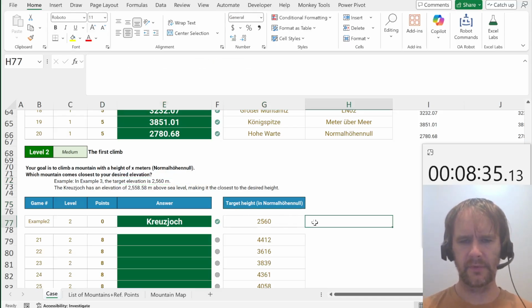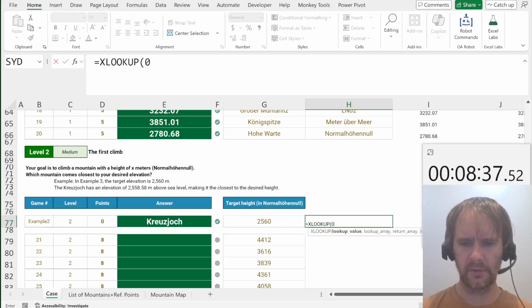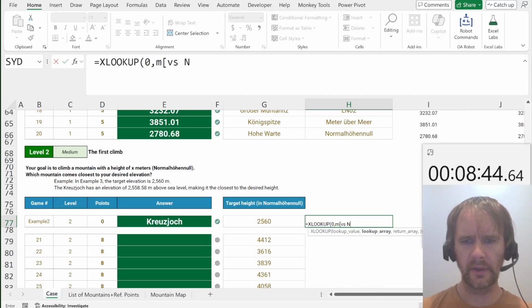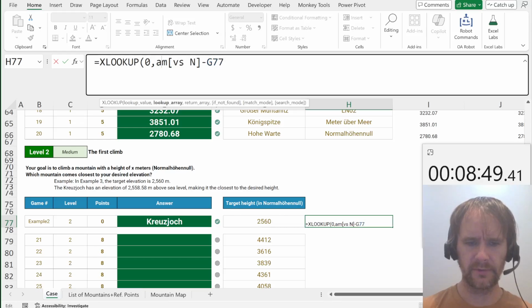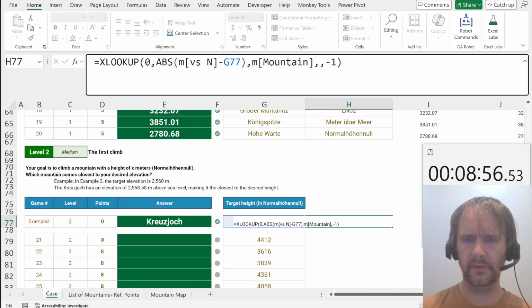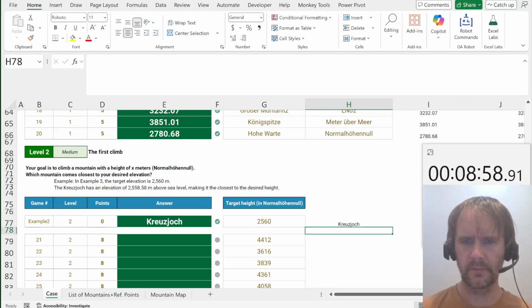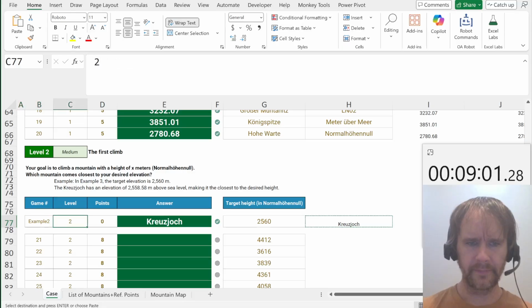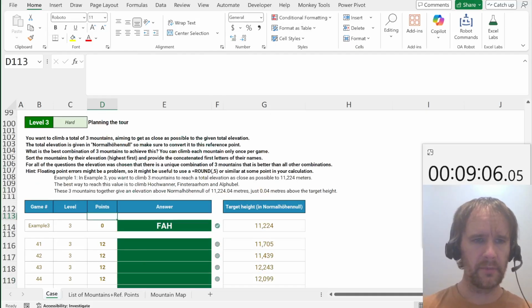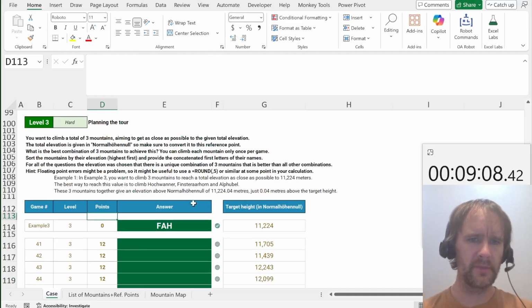Okay. So then I think I want XLOOKUP 0 in M versus N minus this, an absolute value of that difference, returning from M mountain, exact match or next larger item. Okay, that went better.